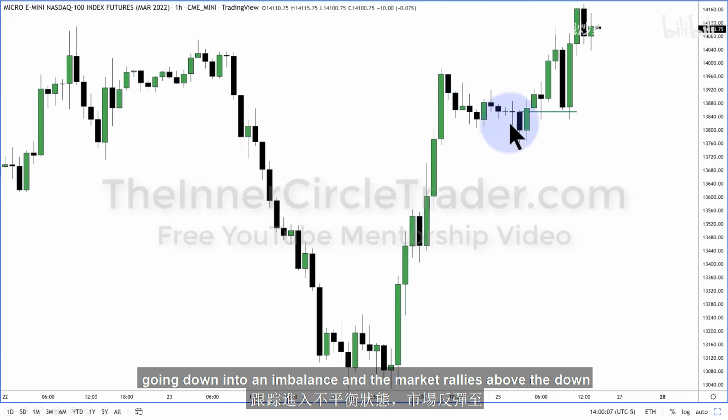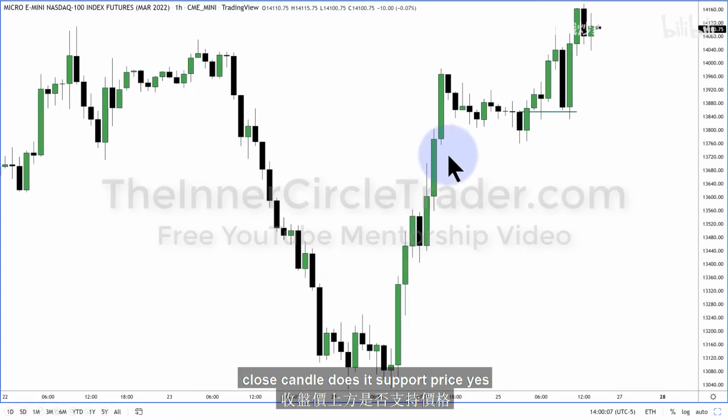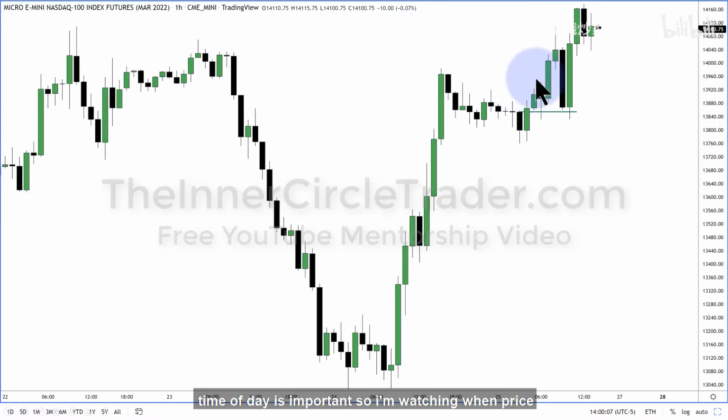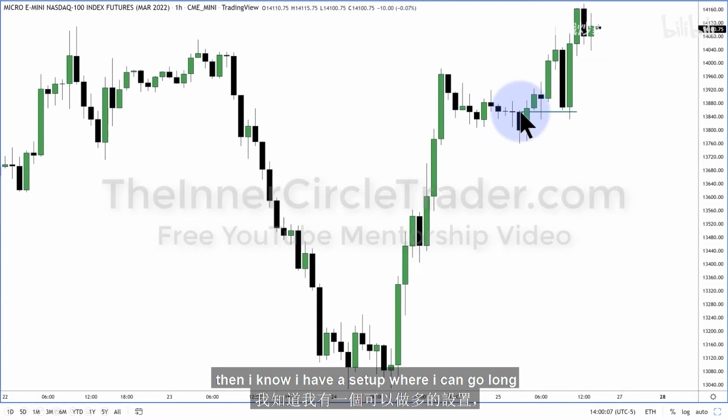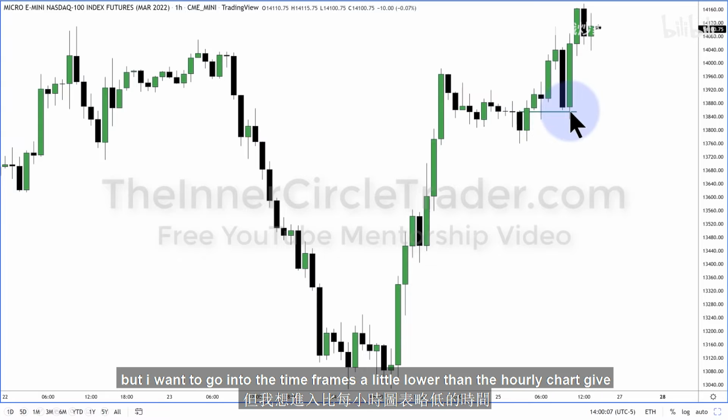We retrace, going down into an imbalance, and then the market rallies above the down close candle. Does it support price? Yes. Time of day is important. So I'm watching when price comes back down into it here. I'm taking the opening price, extending it out in time. When that occurs, then I know I have a setup where I can go long.